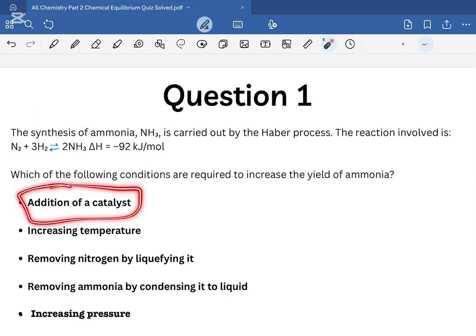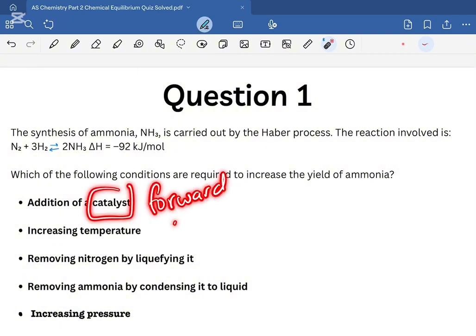Now, the addition of a catalyst, the first option, is incorrect because the catalyst speeds up the forward and the reverse reaction. So it's not going to increase the yield of ammonia. It doesn't have any effect on the concentration or the equilibrium concentration.